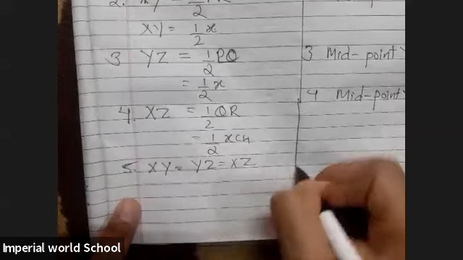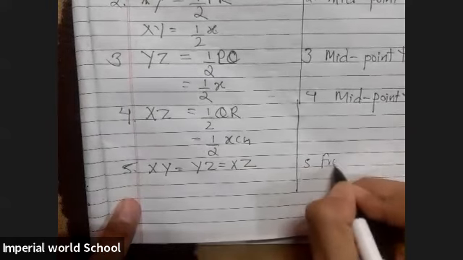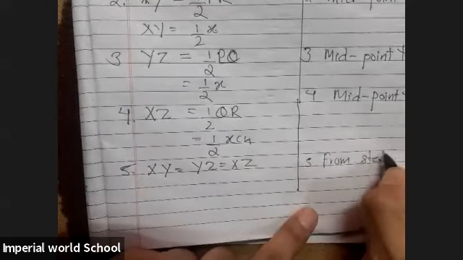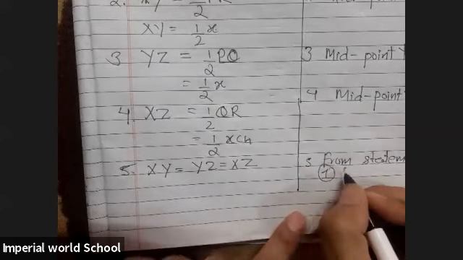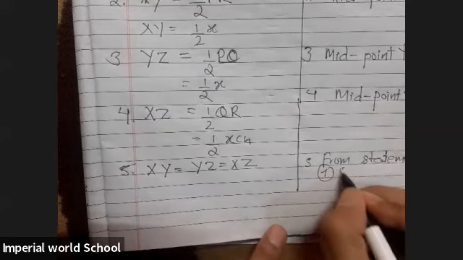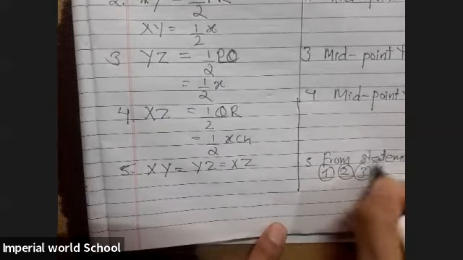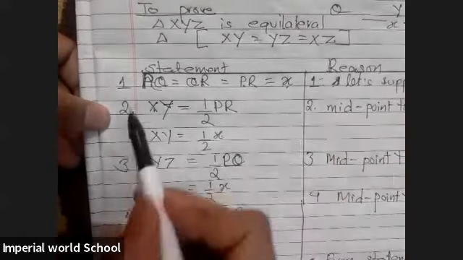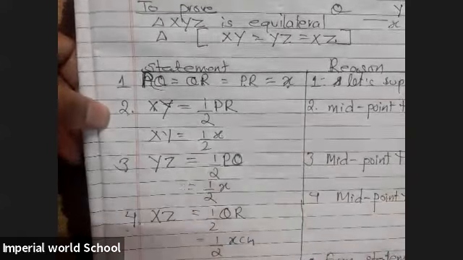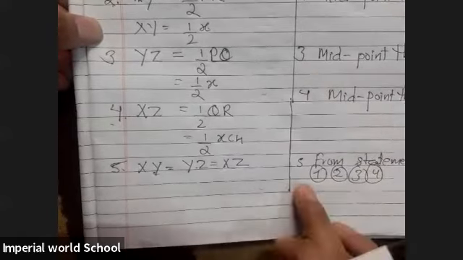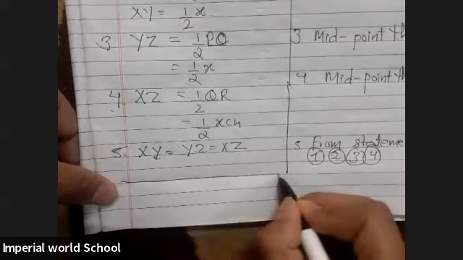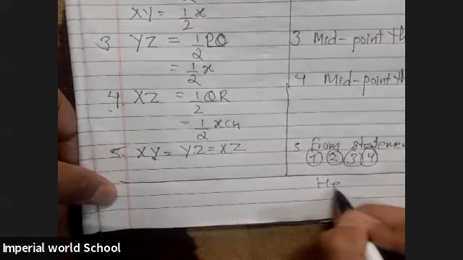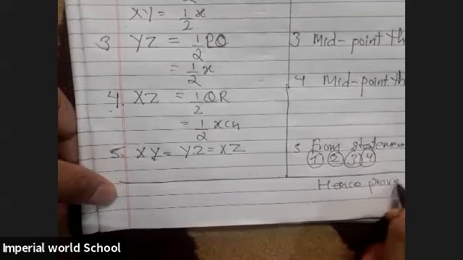So the reason for fifth number is from statement 1, 2, 3, and 4. So why did they all become equal? We can see that thing in 1 became x, and 2, 3, 4 all values came the same. So you simply write the reason for fifth number is taken like that, and then finally your thing is proved. So hence proved. So this theorem is just this much only.